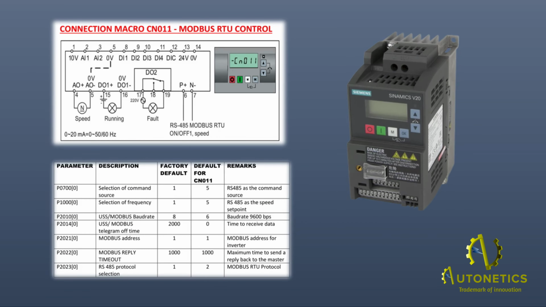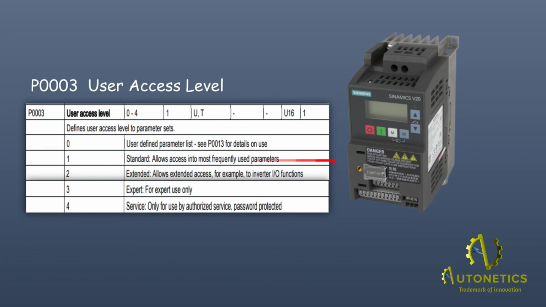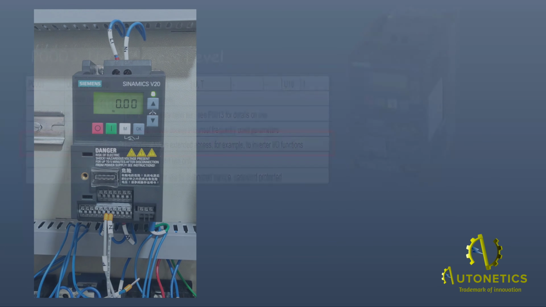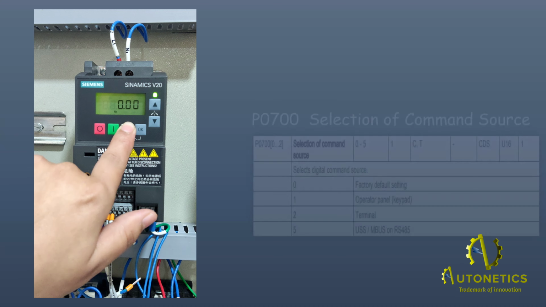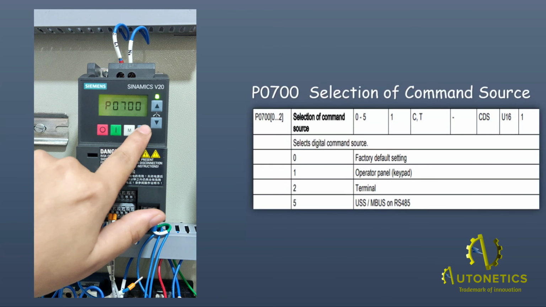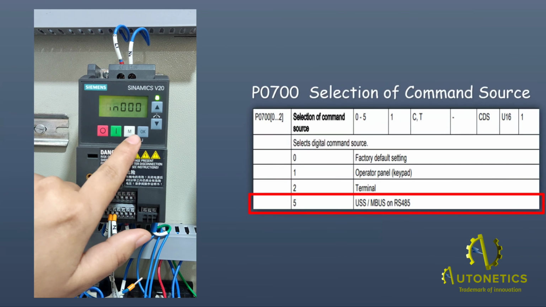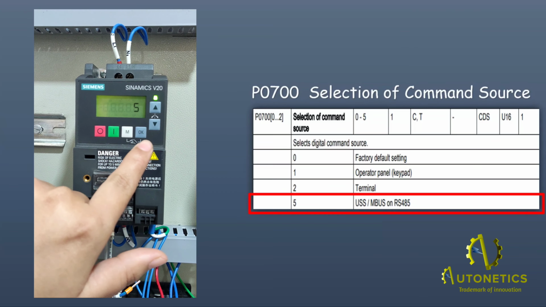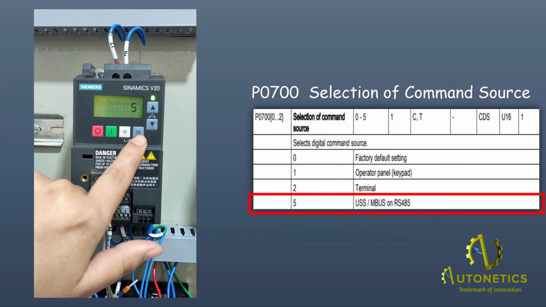For all parameter access, we need to set parameter P03 to extended mode. So, we can access now more parameter settings. In Modbus communication, first important parameter is P700. This parameter is used for the selection of the command source. This parameter helps us to start and stop a drive through the Modbus command.